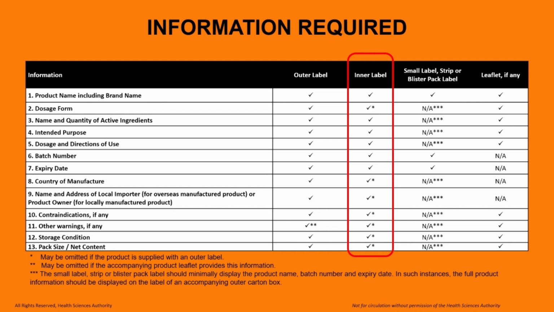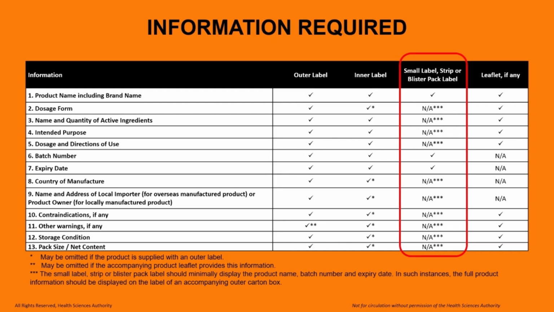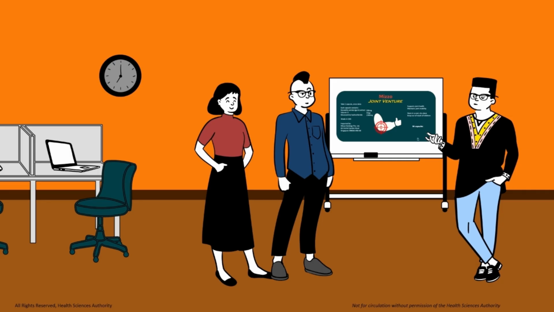Likewise, if the product only comes with an inner label, all the information will need to be present on the inner label. In the case of small or blister labels, they should minimally display the product name, batch number and expiry date. The full product information should be displayed on an accompanying outer carton box.